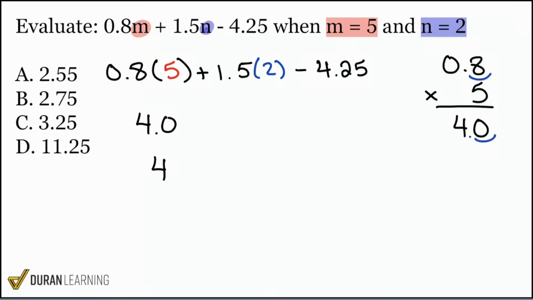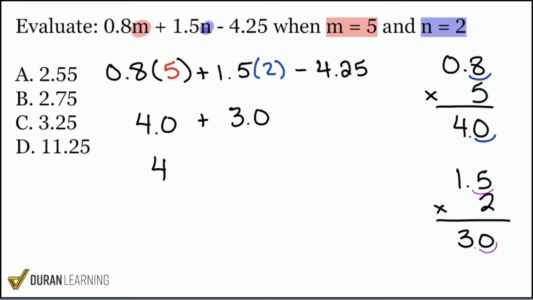Next up, we have 1.5 multiplied by 2. And again, that's the same thing as saying 15 multiplied by 2. And then we'll just bring the decimals back at the end, right there. So there we go. So 4.0, 3.0, which is just going to be 3. And then we subtract the 4.25.